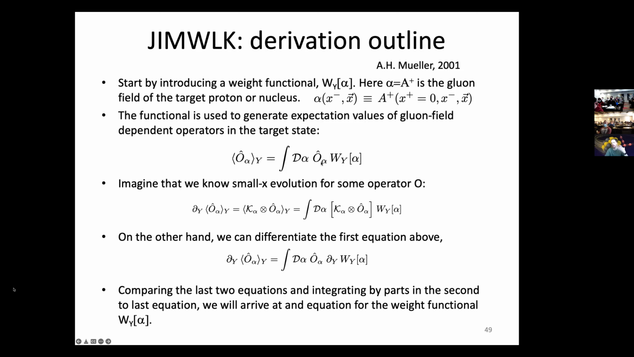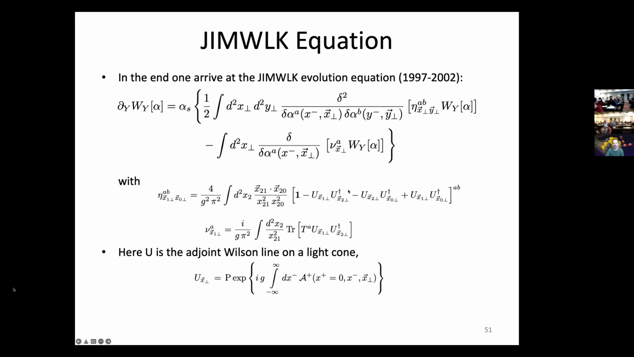And the operator could be, say, a pair of Wilson lines, a trace of two Wilson lines, which is a color dipole, etc. So this weight functional W is, of course, an unknown object, and one can write down an evolution for it, which is this JIMWLK evolution equation. So it's a functional, it depends on alpha, which is a field of the target, and its evolution in rapidity is given by this JIMWLK evolution equation.